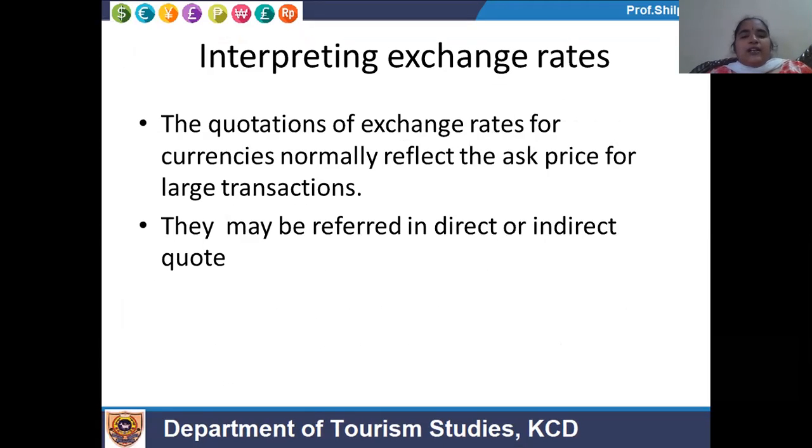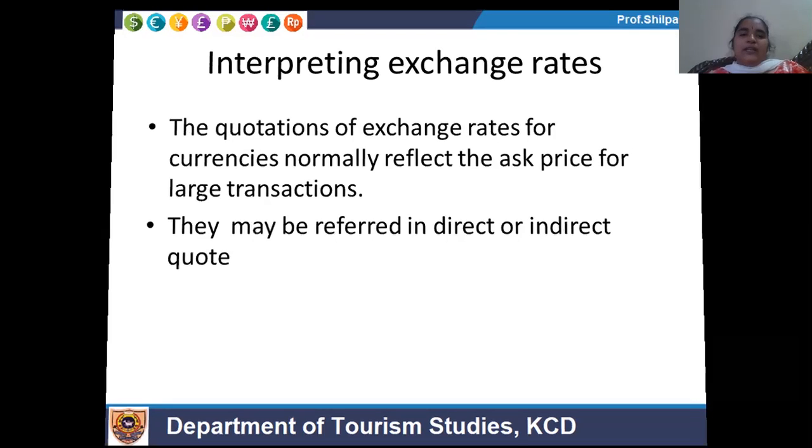Then the next concept here is direct and indirect quote. Normally whenever you see the news or on the internet, if you search the exchange rate of $1, there is only one price. We don't have two prices of bid and ask price. Only in newspapers or on television, only the ask price of the currencies is given. So this ask price can be referred to in two ways, that is direct quote or indirect quote.